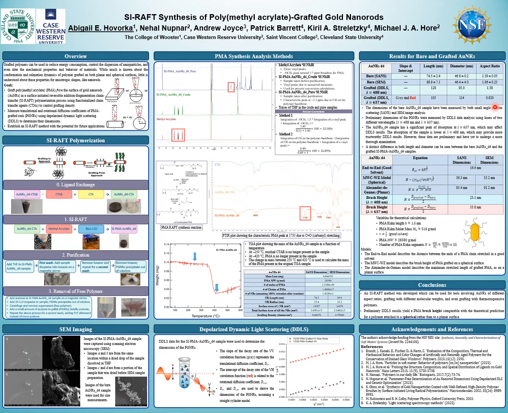With the dimensions of both the bare and the grafted rods, we were able to calculate the brush height of the polymer on the grafted rods. Comparing these brush height values to previously established models for polymer grafted on spherical and planar surfaces, we can see that the preliminary DDLS results yield a PMA brush height comparable with the theoretical prediction for a polymer attached to a spherical rather than a planar surface.